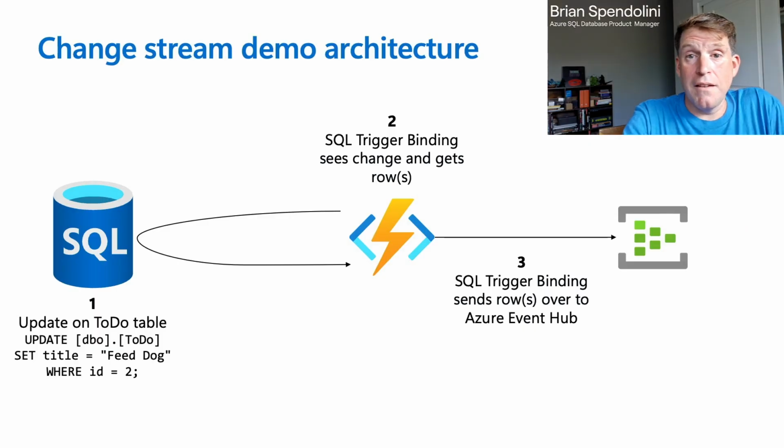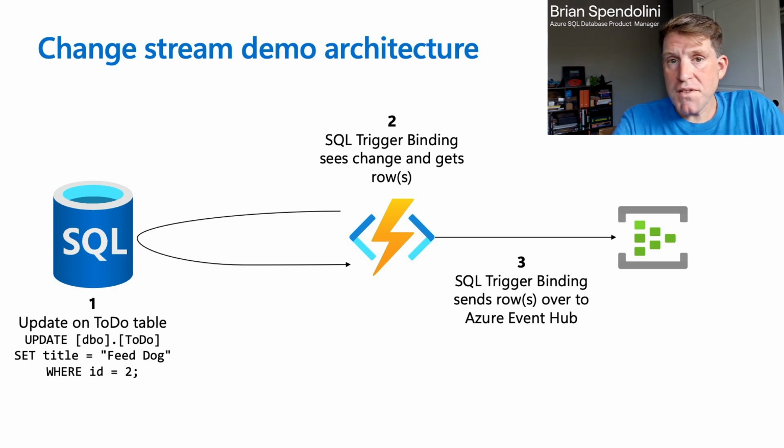All right, it's time for the demo. You can see here the architecture that we want to create, and we're going to create this architecture right within a GitHub codespace. The first thing we're going to do is create a database right within that codespace using Docker. We're going to have a full SQL Server instance to use for development.